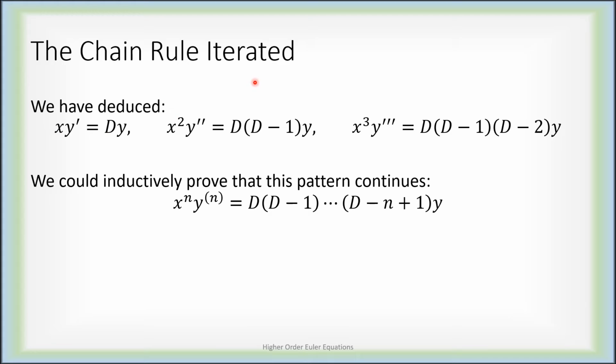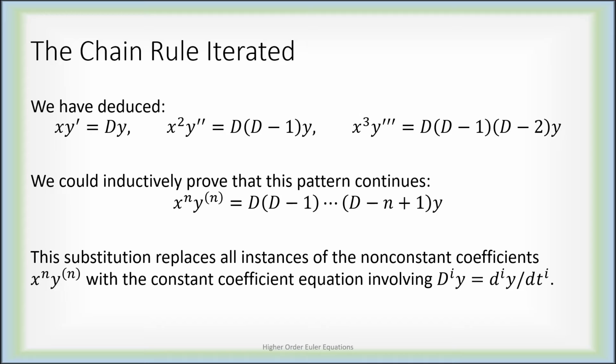1 power of x, we ended at D minus 0. 2 powers of x, we ended at D minus 1. 3 powers of x, we ended at D minus 2. So n powers of x and n derivatives, we end at D minus n plus 1. This substitution now replaces all instances of the non-constant coefficients x to the n times the nth derivative, and now we simply have constant coefficients. However, we have our linear operator D, which is the t derivative.